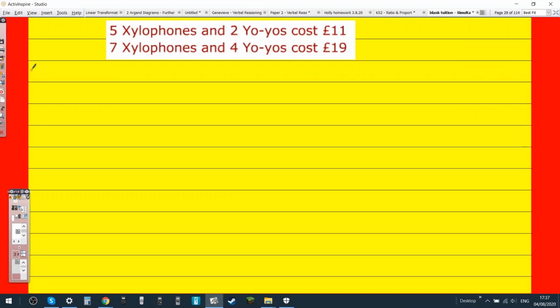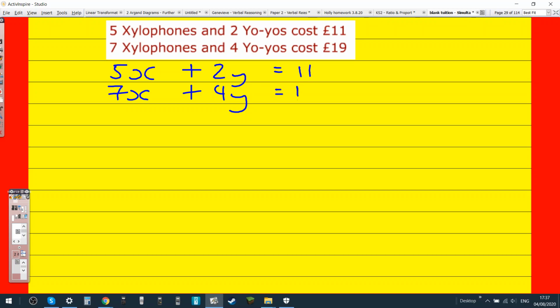Okay, how would you do this one? So I think it's add and add. So you would have to take away 5x and 7x. Okay, so you have 5x and 7x. So write the full equations. 5x, 7x, add 2y and 4y, equals 11 and 19.